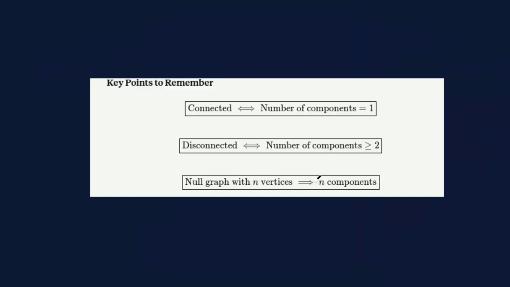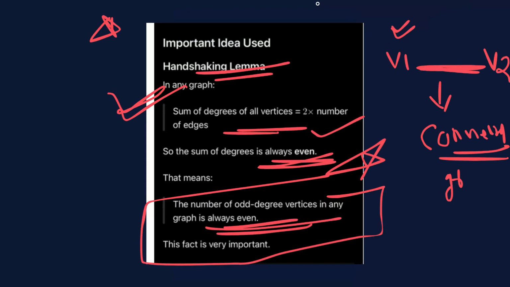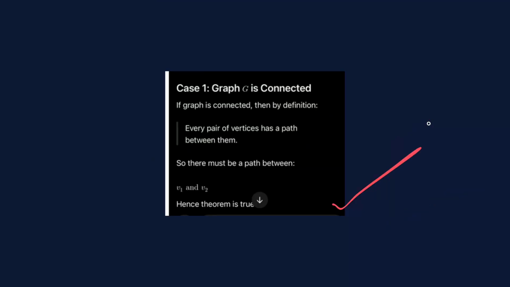So how are we proving this theorem? If the two vertices V1 and V2 are odd degree vertices, and there should be a path existing between them, then we say that they should be present in a connected graph. Let's consider G with V1 and V2, which are odd degree vertices. Let us say that G is connected. If G is connected, we know by the connected graph definition, there would be a path existing between every pair of vertices, right? So therefore V1 and V2 would have a path.